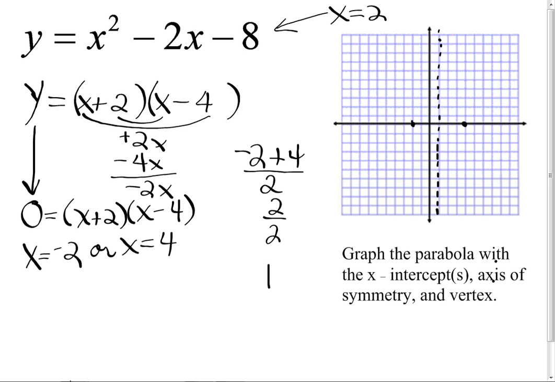It's 1 squared minus 2 minus 3. What's 1 squared? 1. Do you like this way of doing it? Negative 2 times 1 is minus 2.